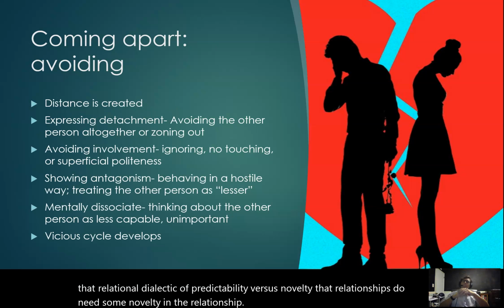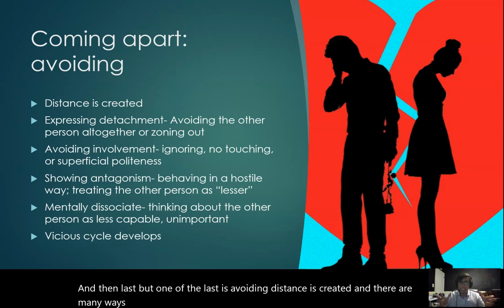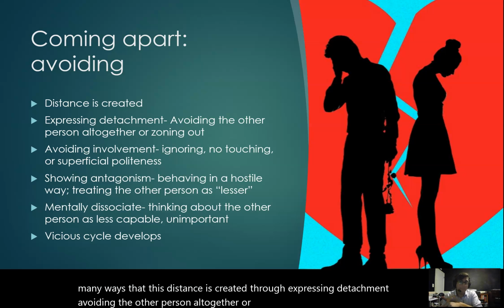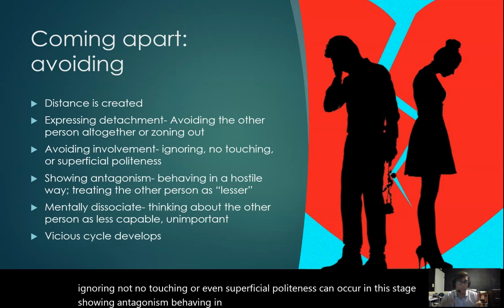And then one of the last is avoiding. Distance is created, and there are many ways this distance is created: expressing detachment, avoiding the other person altogether or zoning out, avoiding involvement, ignoring, no touching, or even superficial politeness can occur in this stage, showing antagonism, behaving in a hostile way, treating the other person as lesser.